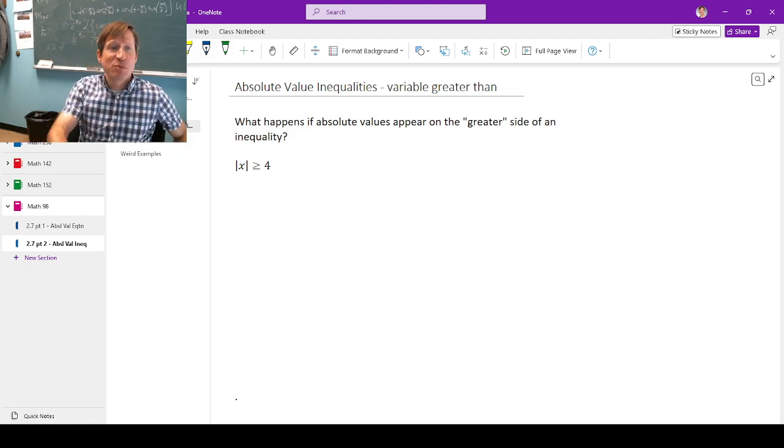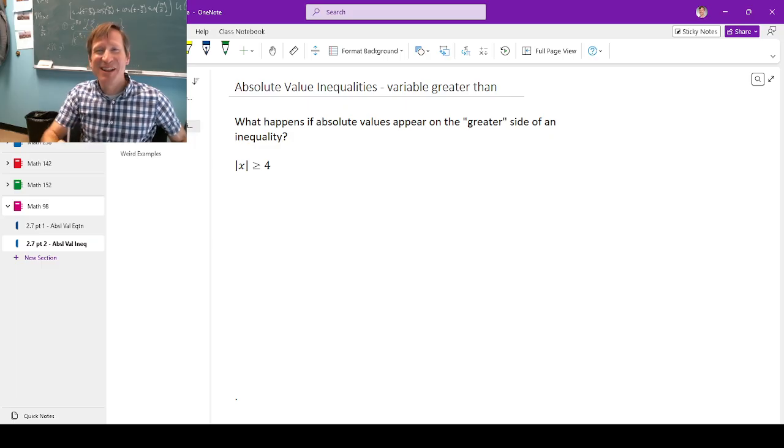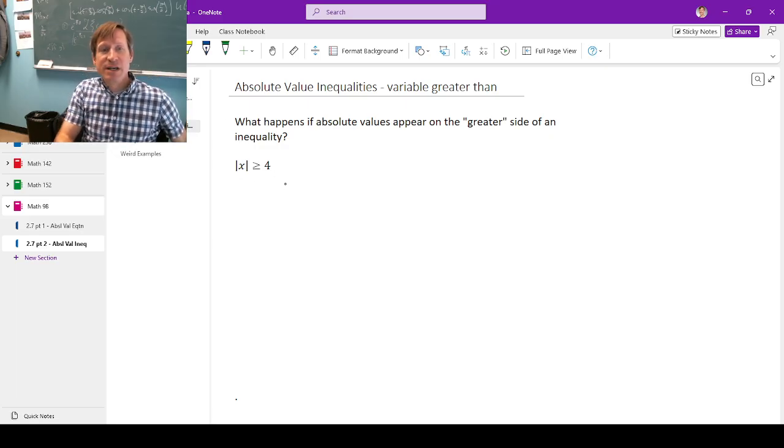We've seen what happens when we solve an absolute value equation, or an absolute value inequality, when the absolute value is on the lesser side of the inequality. So now let's figure out what happens if the variable part is on the greater side of the inequality. Let's solve this: absolute value of x is greater than or equal to 4.